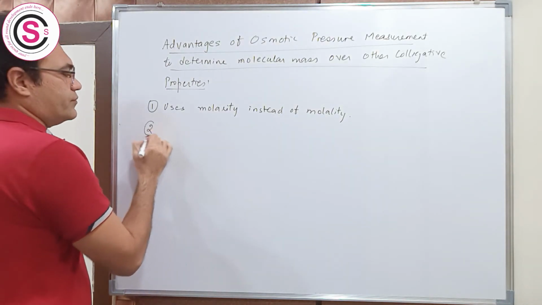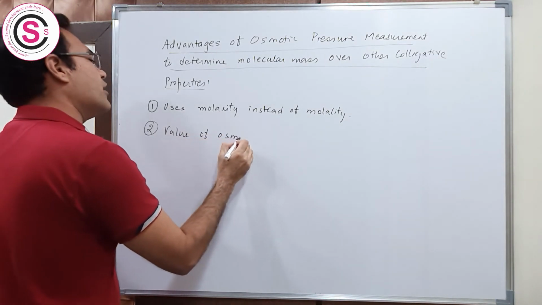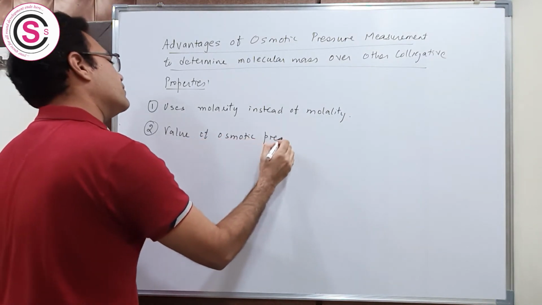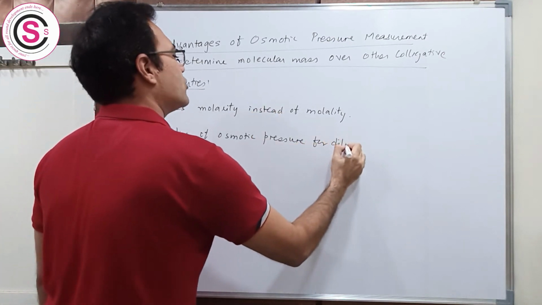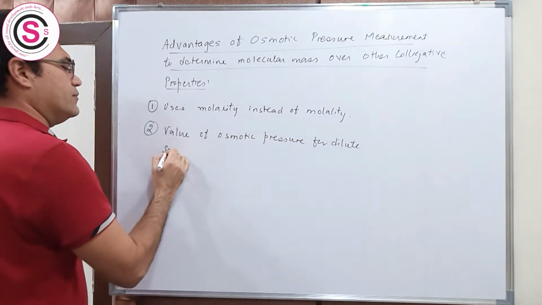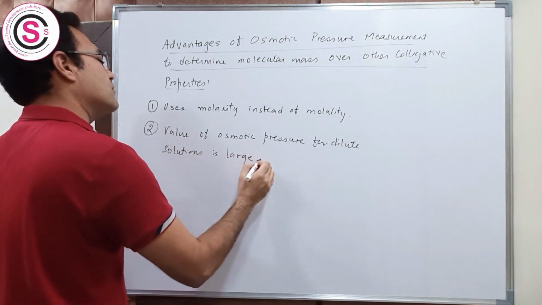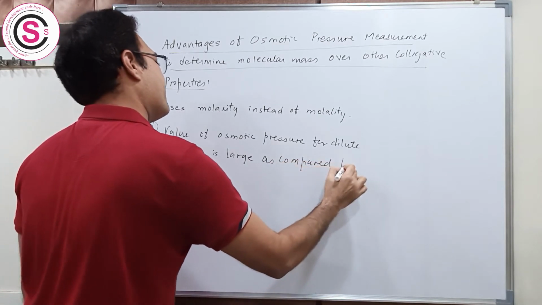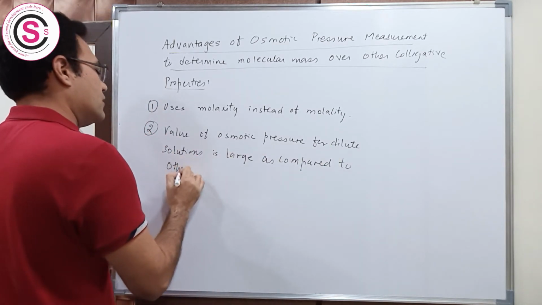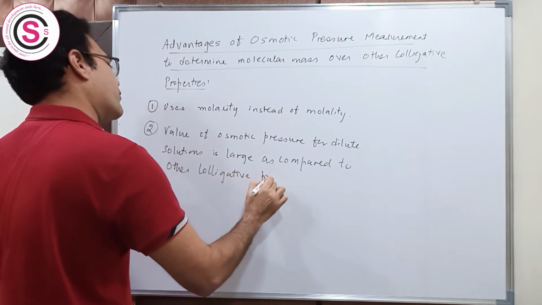Second is that the value of osmotic pressure for dilute solutions is large as compared to other colligative properties.